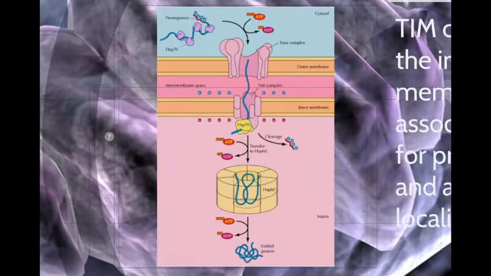TIM and TOM complexes. TIM, or translocase of the inner mitochondrial membrane complex, on the inner boundary membrane associates with TOM, the translocase of the outer mitochondrial membrane, for protein transport, and is involved in localization of proteins. Membrane complexes are acquired as the inner membrane is charged.